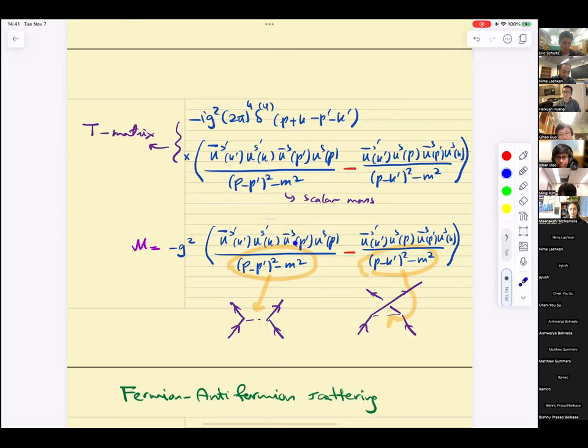There are four external legs. These are the wave functions outside, right? And there's a relative minus sign, g squared, because it's the second order, there's a factor of ig for each of these guys. Good?